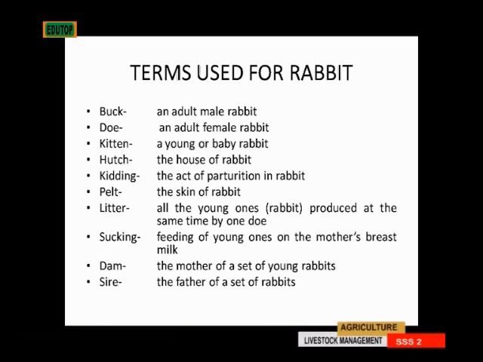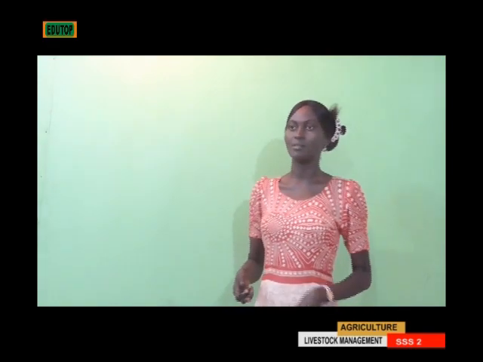Then sire is the father of the set of rabbits. So father or mother: dam the mother, sire the father. Then the kittens are called the litter. So dam, mother; sire, father; and the kittens are the litter.